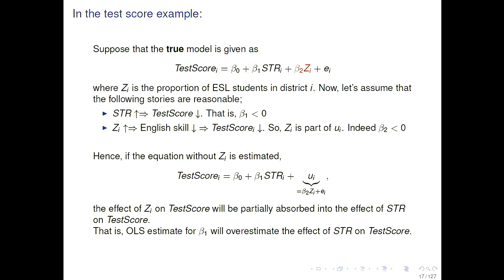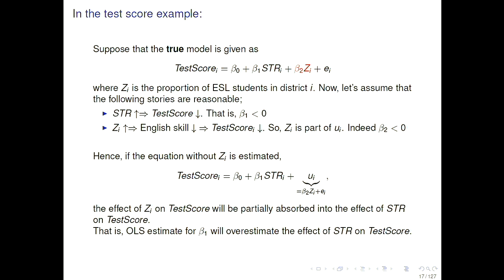Now, we go down to the regression equation that we estimated. We estimate this last regression equation without having Z. In this case, U is included. U includes two terms, beta 2 times Z and an additional error term, right?